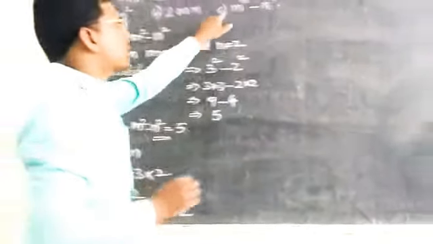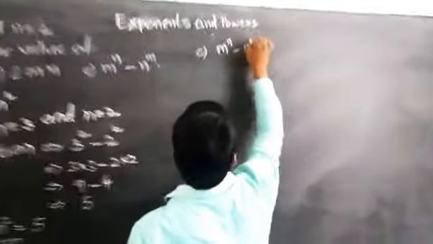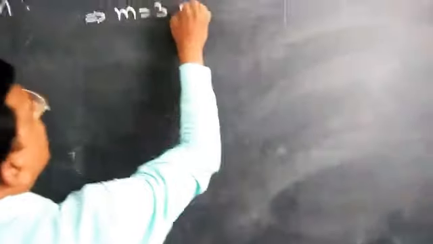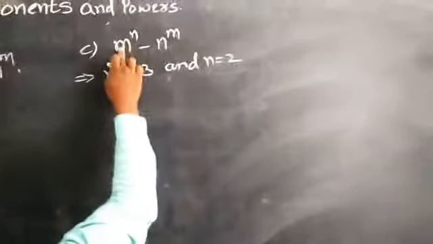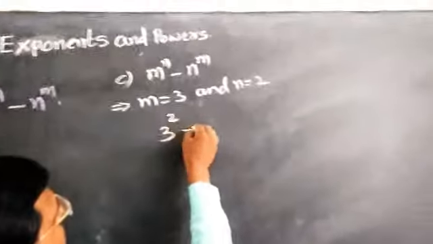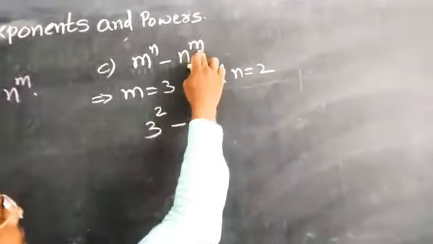Okay. Next, third question, option C. So m to the power of n minus n to the power of m. Just substitute the given values here. m is equal to 3 and n is equal to 2. So first, m value is what? 3. n value is what? 2. 3 square minus, n value is what here? 2, and what is m value?